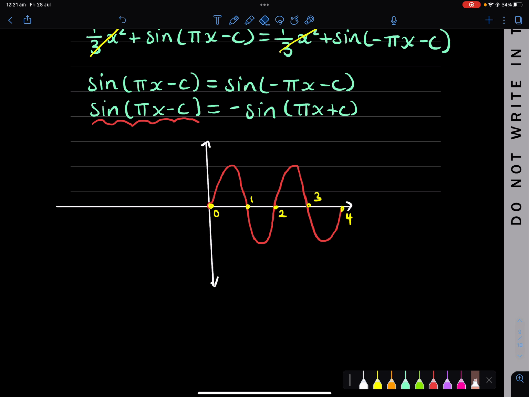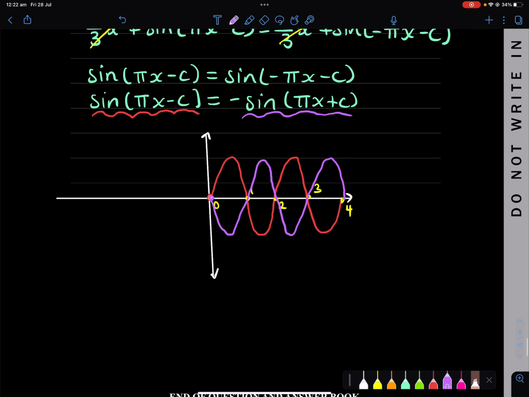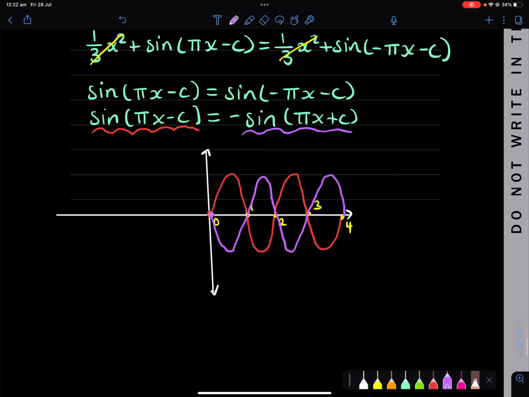What about for this one? I'm just going to use a purple graph for this one. So it still has the same period, but it's the negative sign. So it's going to be like this, something like that. And what we're going to do is put a value of c, because it's for 3 marks. Okay, let's guess some values.